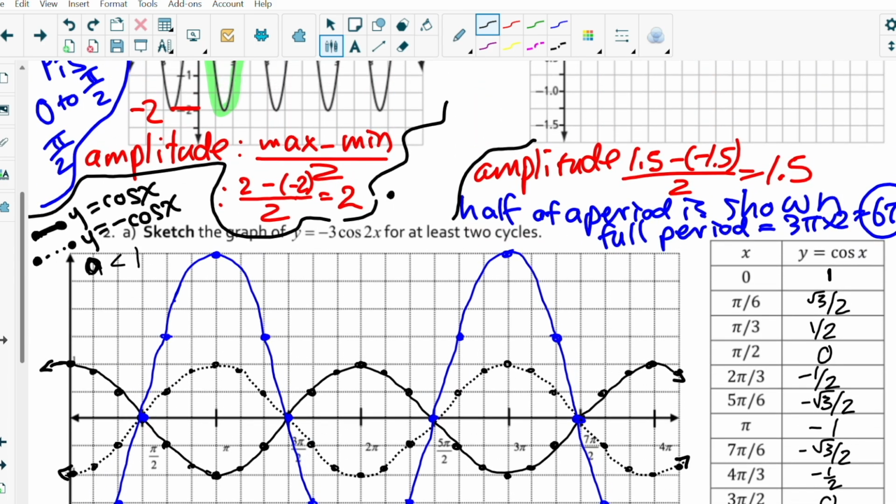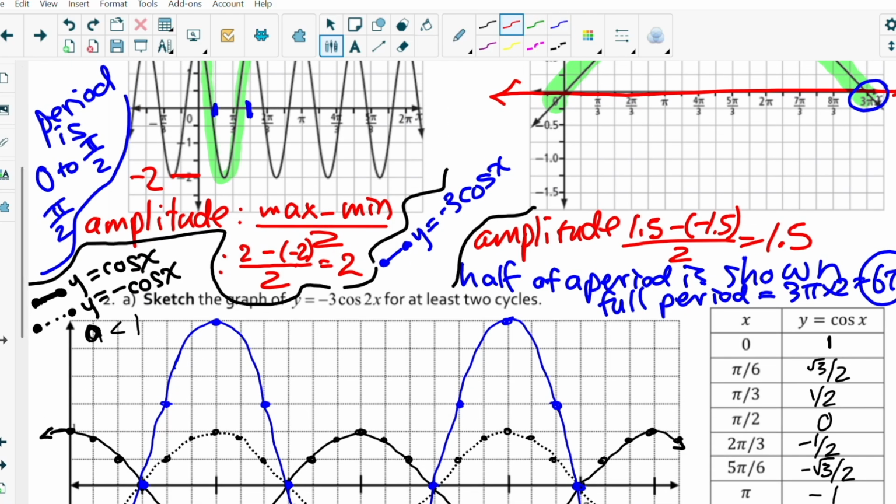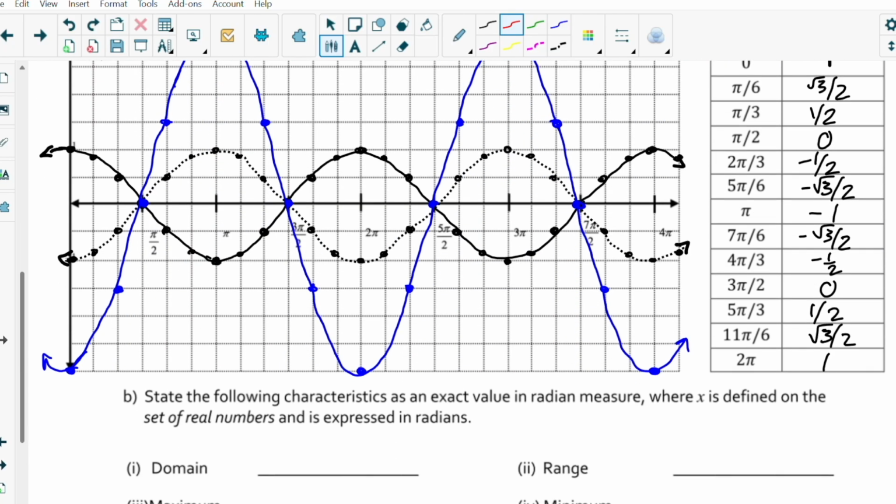So my graph in blue, oops, that is y equals -3 cosine of x. Okay, one more transformation to go. That's a b value of 2. So the b value of 2, just do it off to the side in red. So if b equals 2, sorry, I'll do it over here.